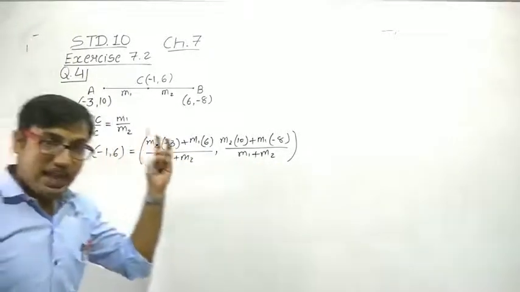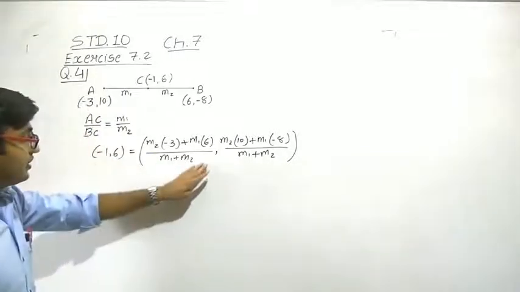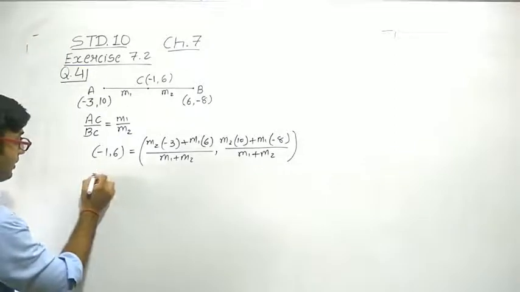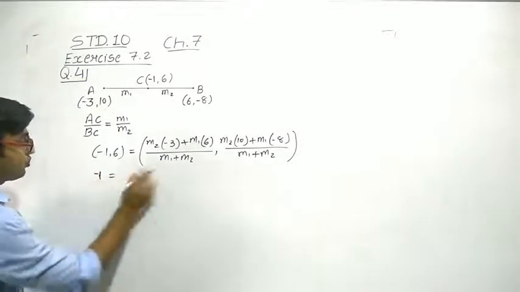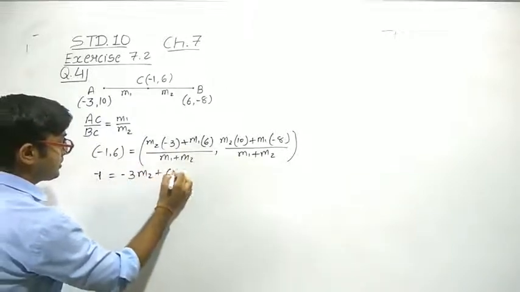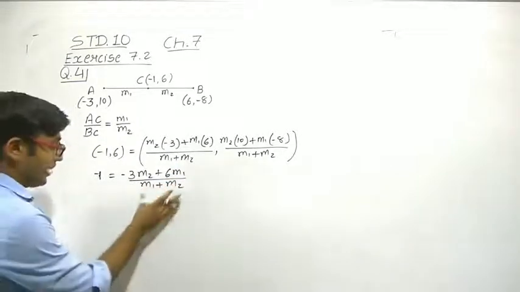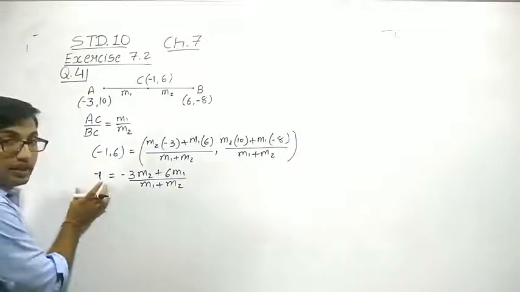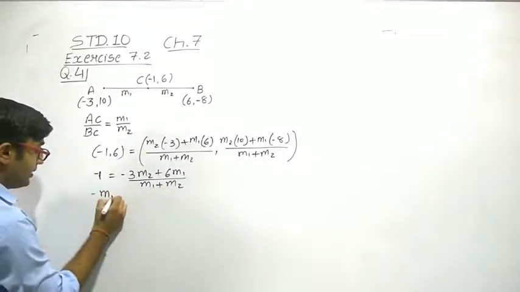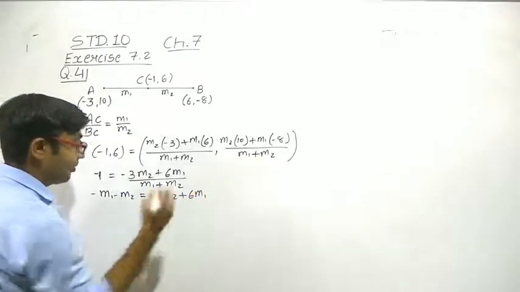So either we can compare the x coordinate or we can compare the y coordinate. So let's first compare the x coordinate with this x coordinate. So we can write -1 is equal to this one. When we simplify this we get -1 is equal to (-3m2 + 6m1) upon (m1 + m2). Now take this m1 plus m2 to the left hand side, so it will multiply with -1. So both the terms will become minus: -m1 - m2 is equal to -3m2 + 6m1.